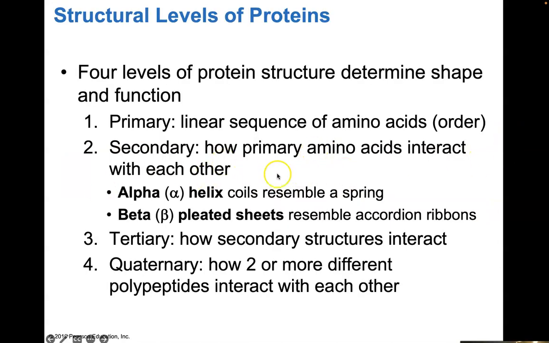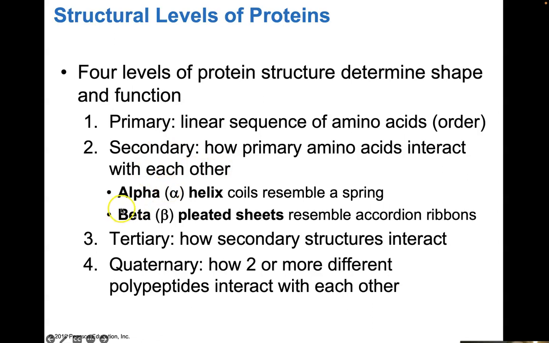Now our secondary structure is going to be how those primary amino acids start to interact with each other. And what's going to drive that interaction? You got it, the R groups, okay? What type of R groups and how they're charged or not charged is going to depend on how they're going to interact with each other, okay? So that's why the sequence of amino acids and the order that those amino acids with the different R groups are in is going to determine how it's going to fold, okay?